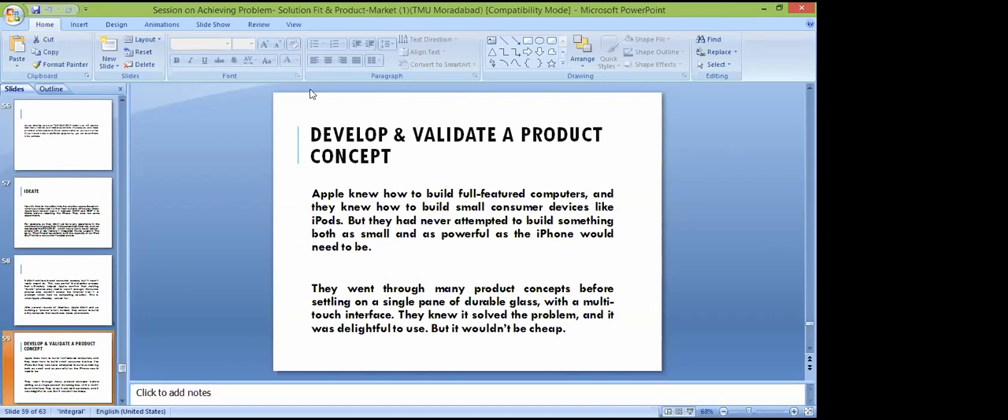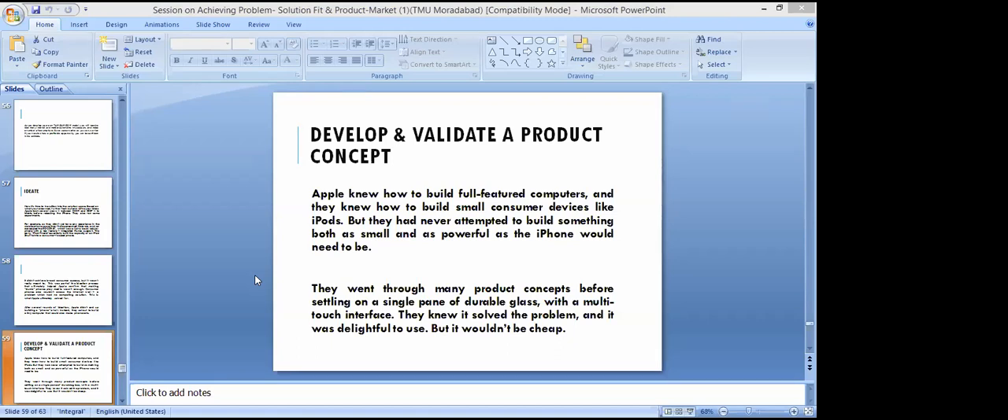But they had never attempted to build something as small and as powerful as the iPhone would need to be. They went through many product concepts before settling on a single pane of durable glass with a multi-touch interface in the mobile phone.